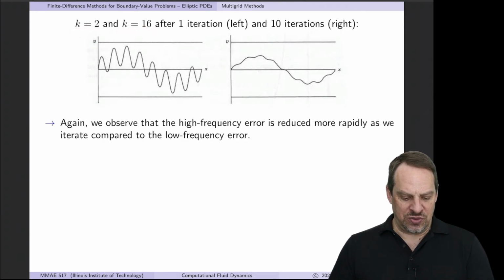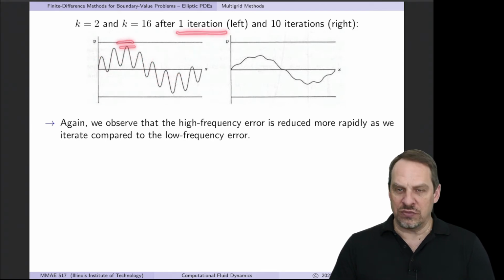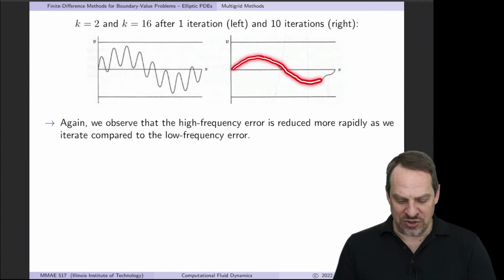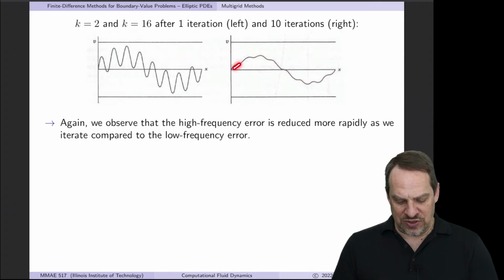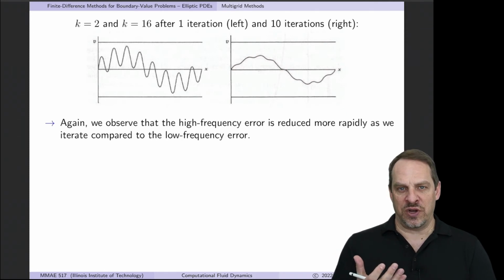Here's a case where we have 2 modes. K is equal to 2 and 16. So you can see the 2 here is 2 half sine waves, and then 16 is superimposed on top of that. After only 1 iteration, the errors come down relatively significantly. And after 10 iterations, you can see that the high frequency mode, the k is equal to 16 mode, is almost completely gone. Whereas you can see that the k is equal to 2 mode has been very stubborn and has been reduced very, very little.